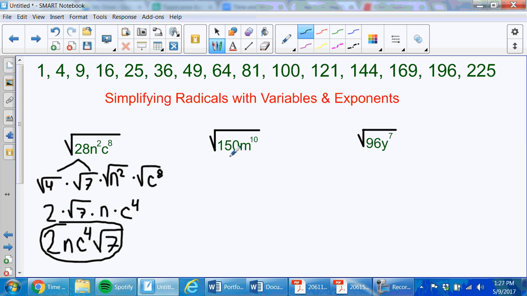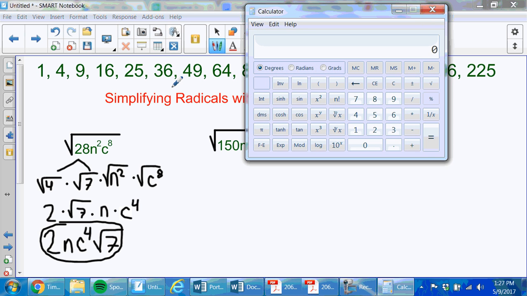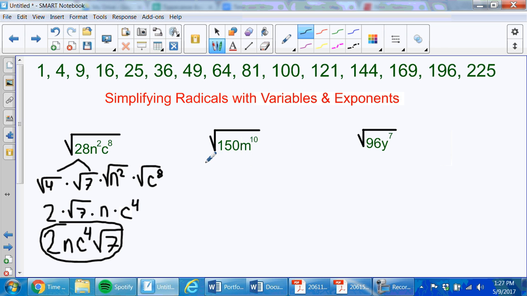Let's look at the second one, 150. If I'm looking to see what that can be divided by, it's not 100, it's not 81, it's not 64, it's not 49, it's not 36, but it is 25. On my calculator, if I do 150 divided by 25, that gets me 6. So I can break that down to be radical 25 times radical 6, and then also times the m to the 10th power.